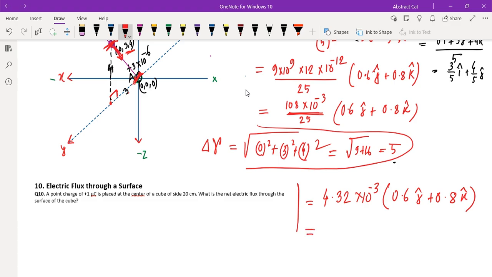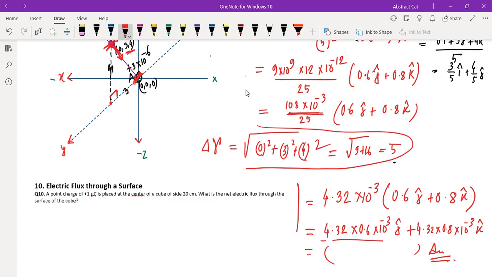Now 4.32 times 0.6 into 10 to the power minus 3 j cap plus 4.32 times 0.8 into 10 to the power minus 3 k cap. That's the answer. Now solving this multiplication is homework. Solve that equation, take a picture and put it in the comment section. That's the homework.